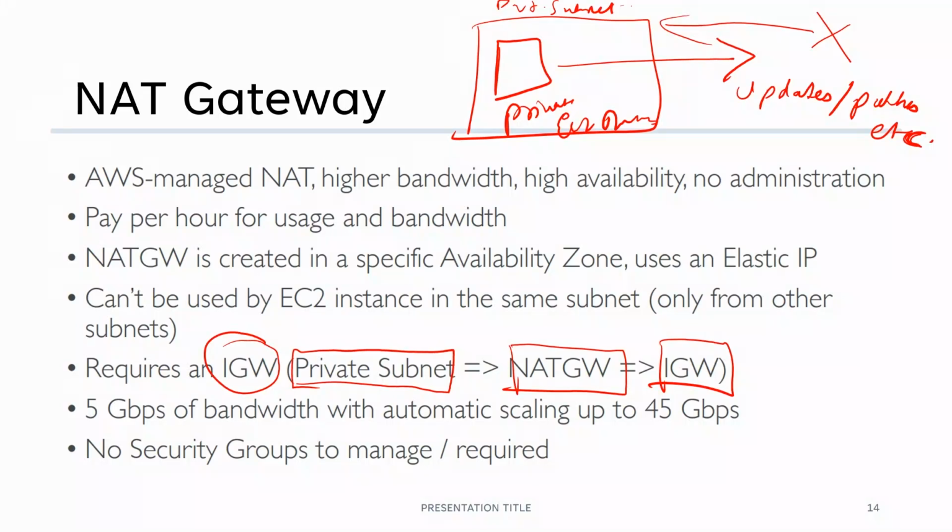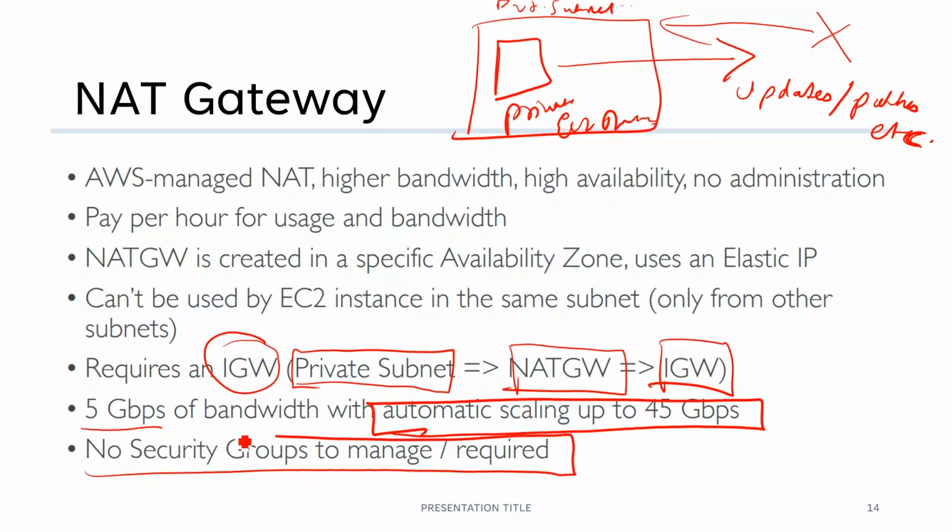And it provides you with 5 gigabits of bandwidth with automatic scaling up to 45 gigabits. So it is very, very fast, and you don't have to worry about that. You don't have to worry about any security groups or anything, and you just have to create the NAT gateway and you are good to go. I hope that makes sense now.